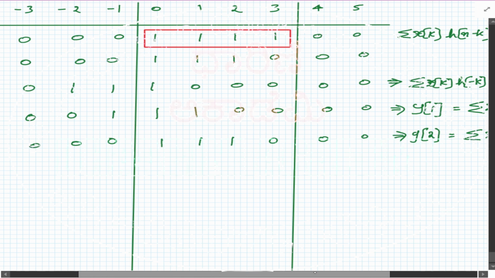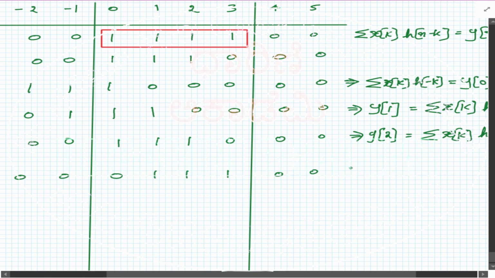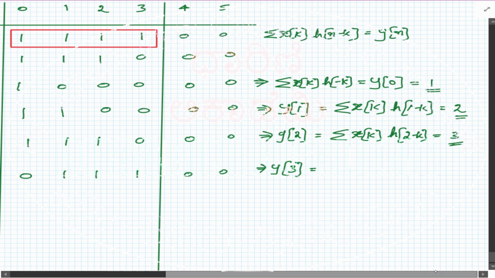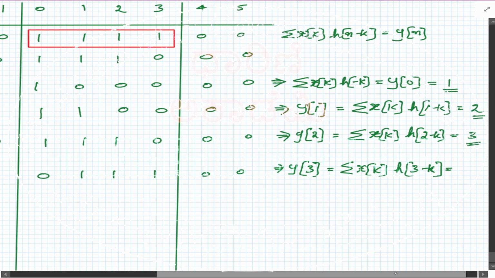Fine. Do you have any doubt? Okay. So the next shift will be 3 minus k. All zeros are here. A 1 0 enters inside the region of interest. This is 1 1 1 0 0. So now I am calculating y of 3, which can be calculated as per the equation: summation over k from minus infinity to infinity of x of k into h of 3 minus k, because you provided 3 shifts so far. So this is also equal to 1 plus 1 plus 1, so 3.